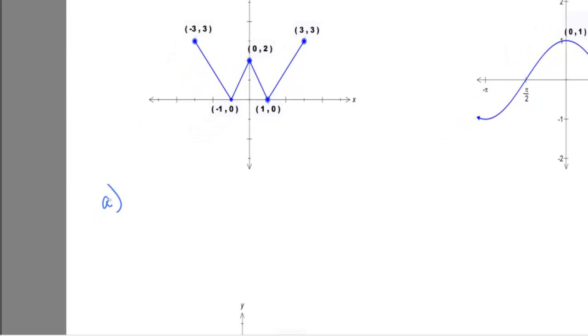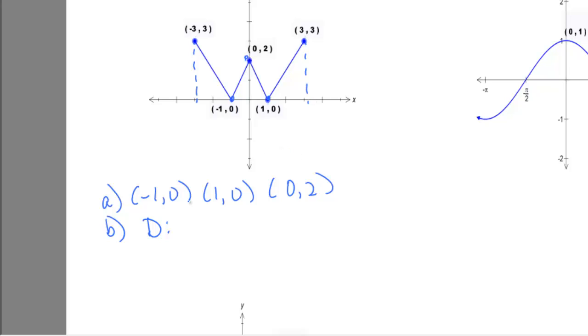All right, so part A, the intercepts. Where does it cross the x-axis and y-axis? Well, here are our intercepts at (-1, 0), (1, 0), and (0, 2). That's pretty easy. Part B, the domain. Remember, those are the x values. So how far left and how far right does it go? From -3 to +3. The range, remember, that's the low to the high, the y values. So from 0 to 3. Again, x values for domain, y values for range.